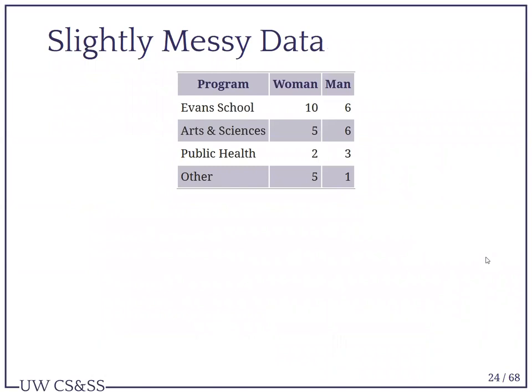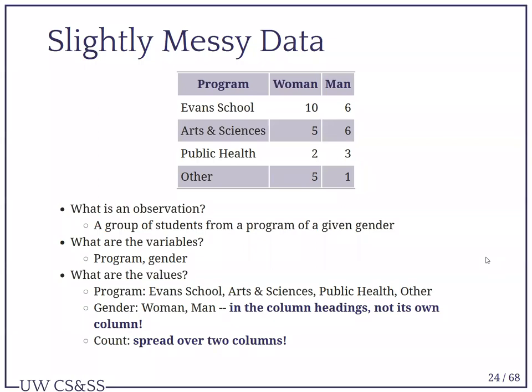So let's approach some slightly messy data. The interesting thing about slightly messy data is that it often looks really regular and standard to our eyes. Looking at this information, I feel pretty comfortable about being able to read it correctly. Here's a few programs, and here's some sort of gender distribution of people in those programs. But let's answer some of these questions.